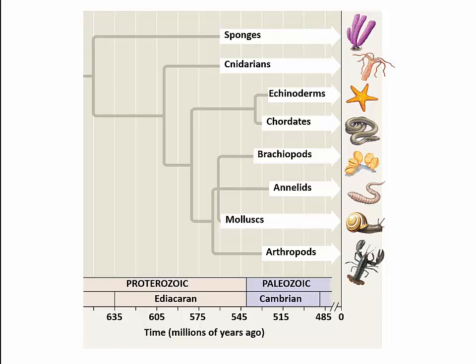So you can see the sponges and then the cnidarians actually were there before the Cambrian explosion came around. And actually so did the arthropods and the mollusks. They had been around before too. But the echinoderms and the chordates came after the Cambrian explosion.